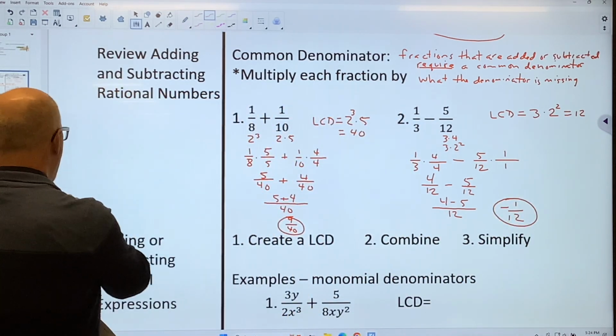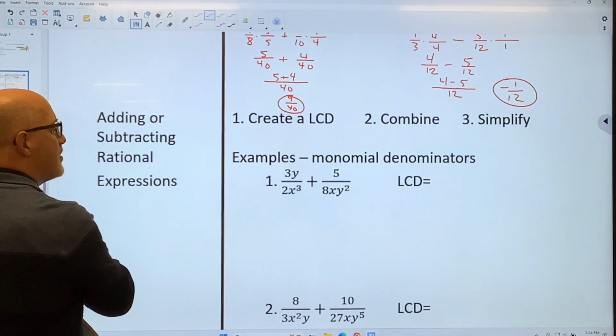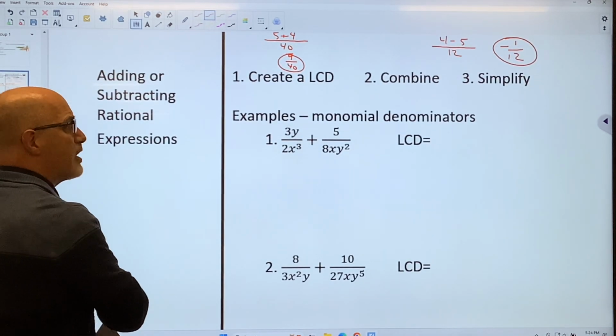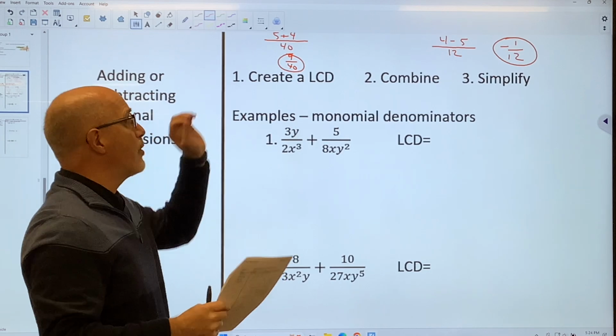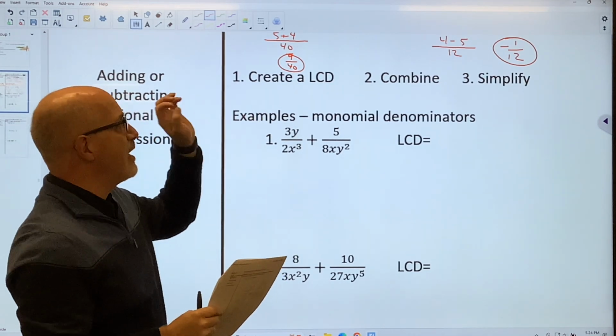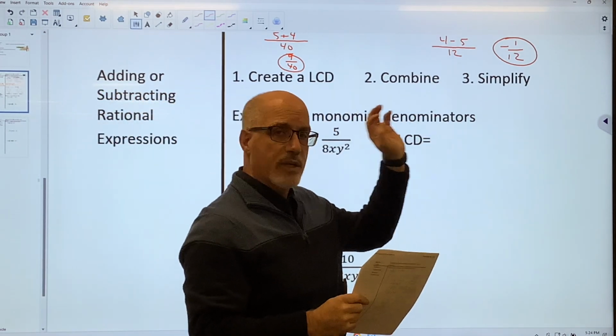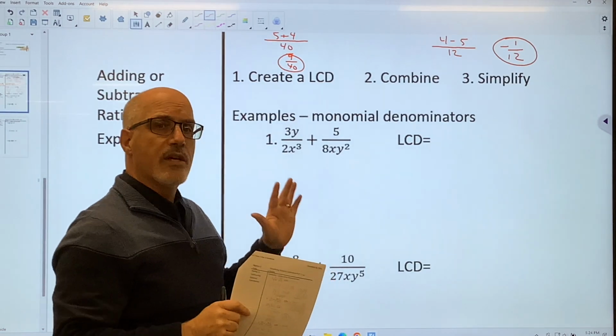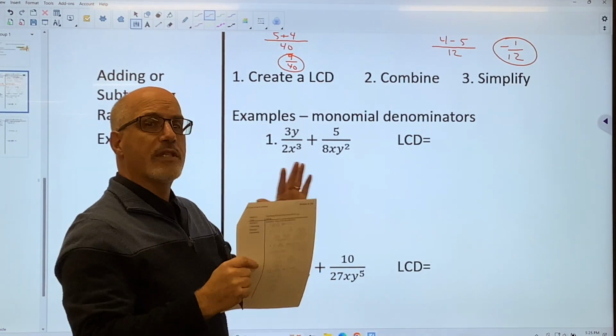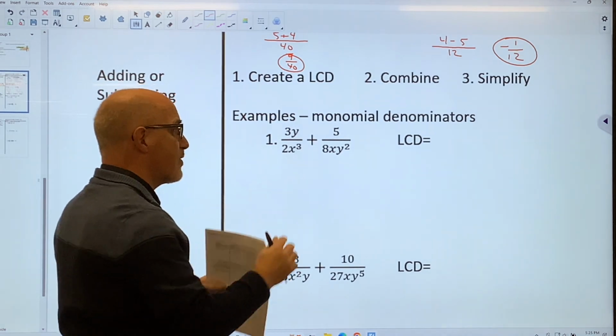So now we saw how it works with rational numbers. Let's do it with rational expressions, with variables involved. Our 3 steps will be, we're going to create an LCD, we're going to combine the fractions, and we're going to simplify. So one of the ideas we'll do is, we'll go ahead and look for what's missing from our LCD just from before.